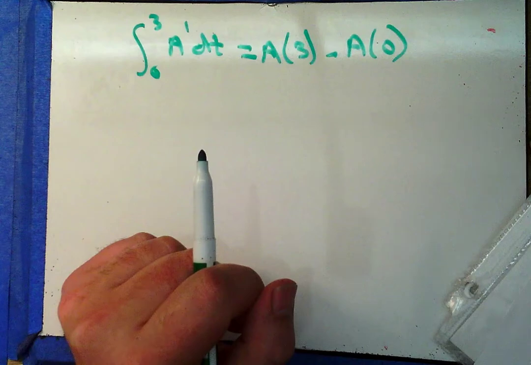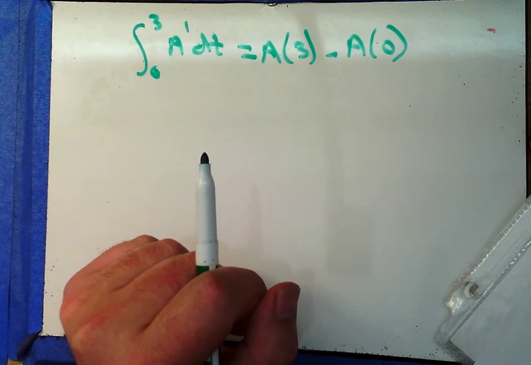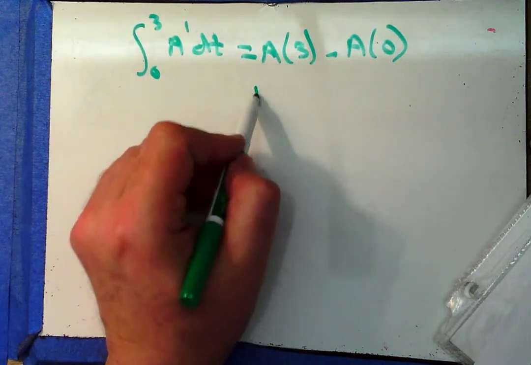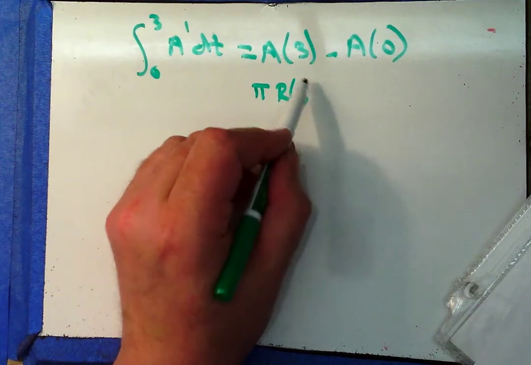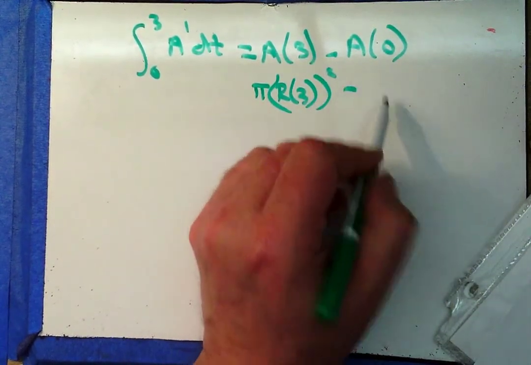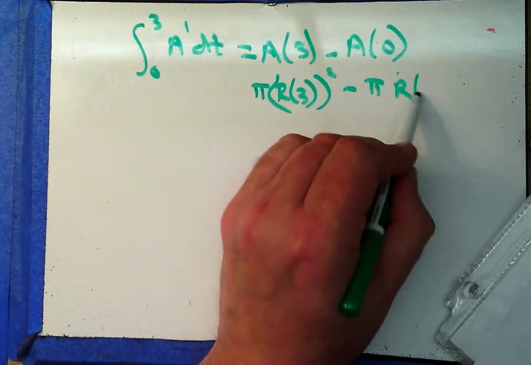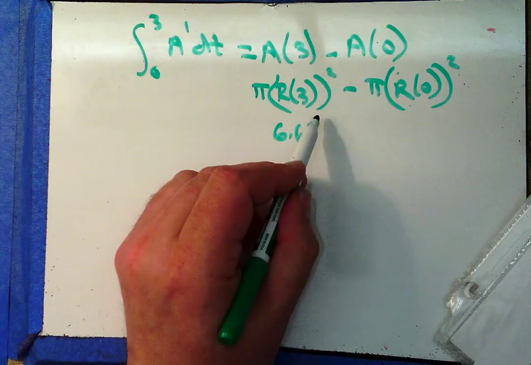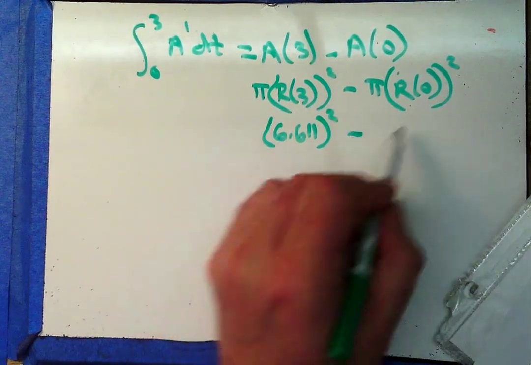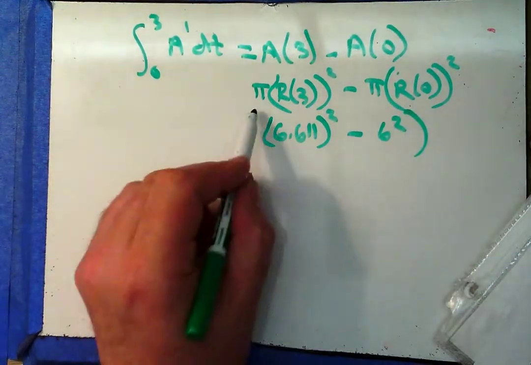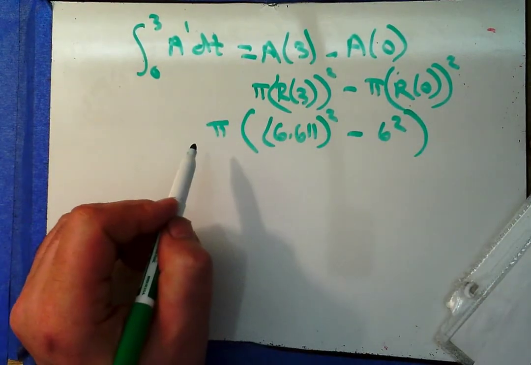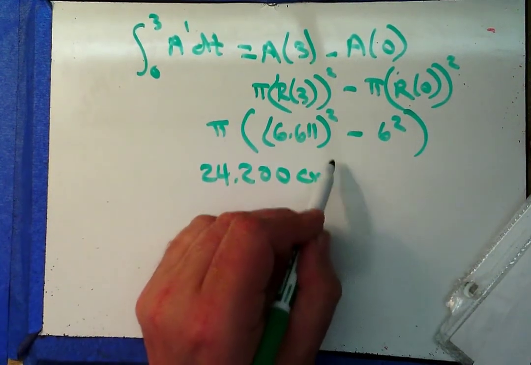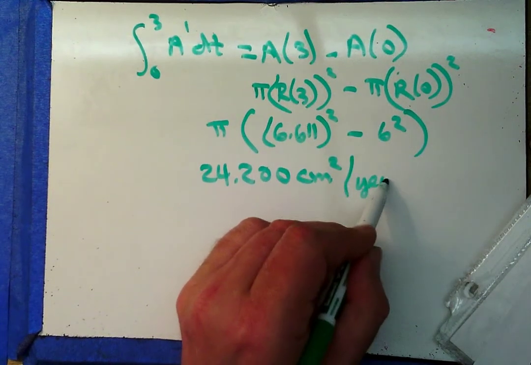Wait, using appropriate units, interpret the meaning of this... oh, it does say evaluate. Good, so I need to evaluate. I need the area at 3. Well, that's pi r of 3 squared minus pi r of 0 squared. So this was 6.611 squared, and this was 6 squared times pi, and I do that on my calculator, and I end up with 24.200 centimeters squared per year.